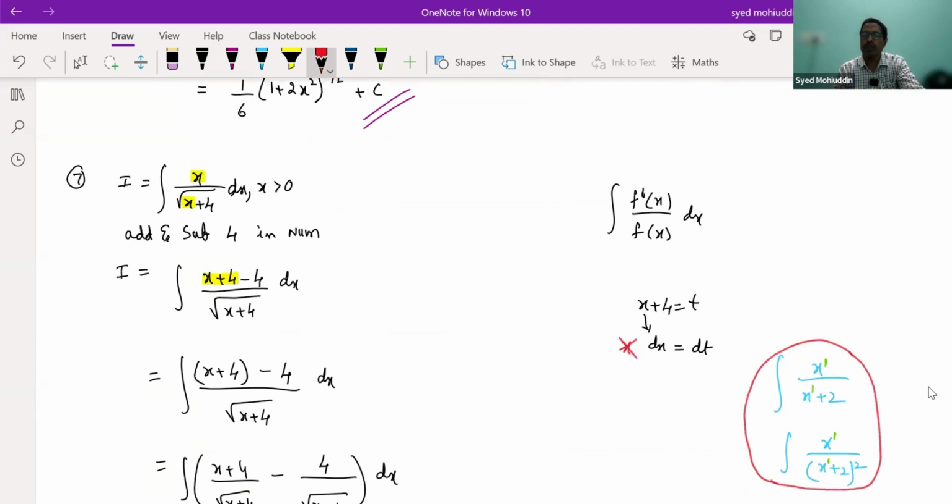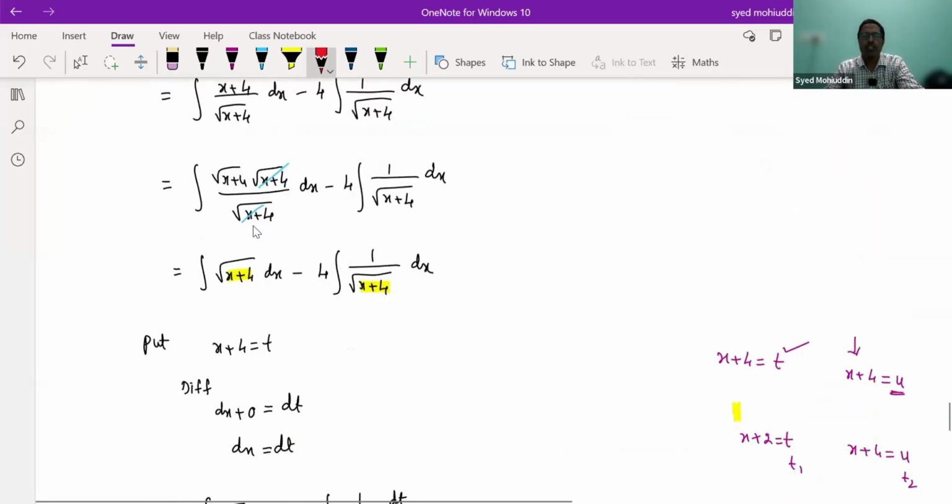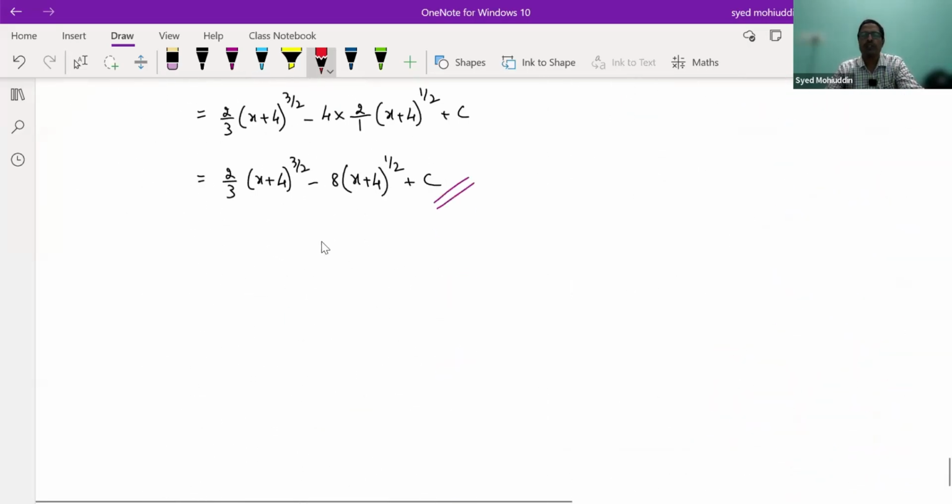This you can try as a homework. Follow the same procedure that I have shown you. Here we'll be adding 2 and subtracting 2 in both the cases. Here I have added 4 and subtracted 4. In these two problems, we'll be adding 2 and subtracting 2 and follow exactly the same procedure, and try to see what solution we'll be getting there.